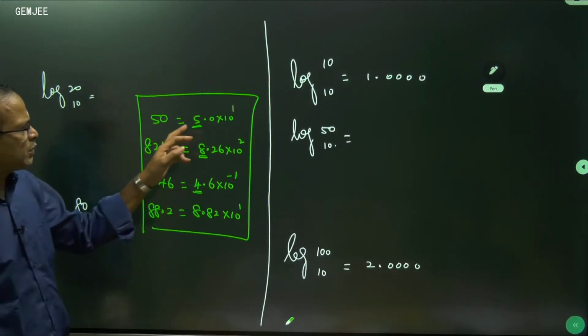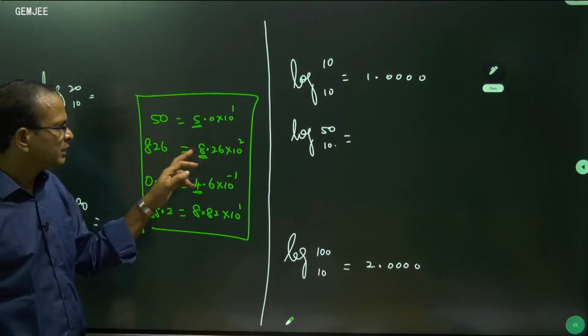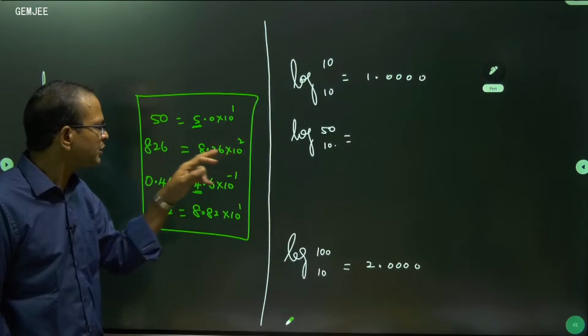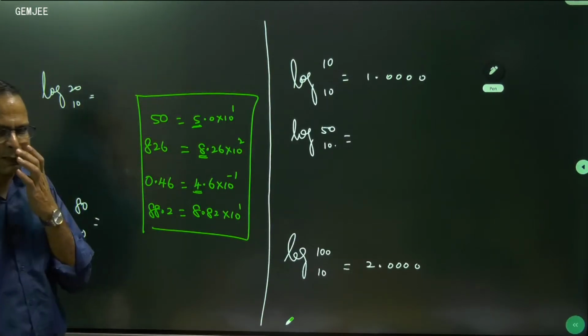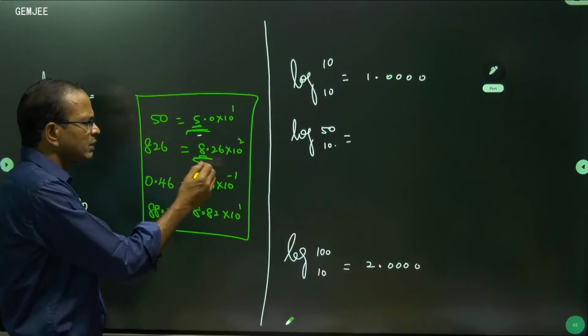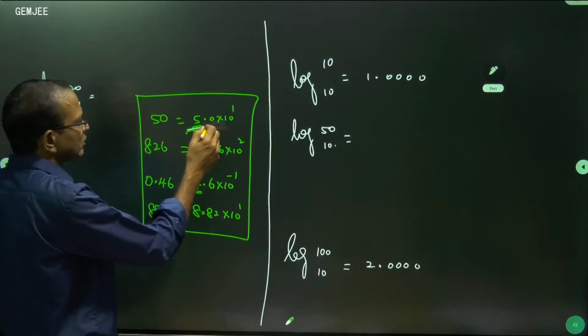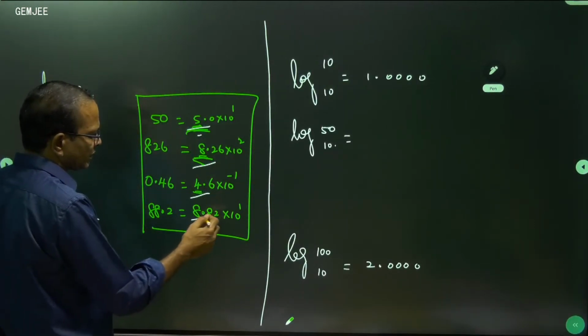புரியுது. இப்போ 5.0 10 ஆல் மல்டிப்ளை பண்ணா என்ன வரும்? 50. 8.26 multiplied with 100, what do you get? 826. But what's the point is, here you should retain only one integral part. Only one integral part தான் நீங்க maintain பண்ணணும். புரியுதா உங்களுக்கு? You got it?